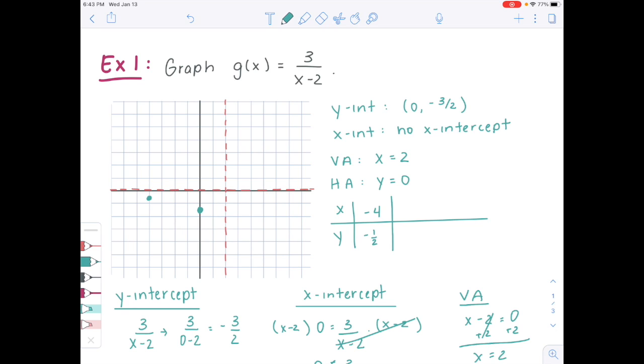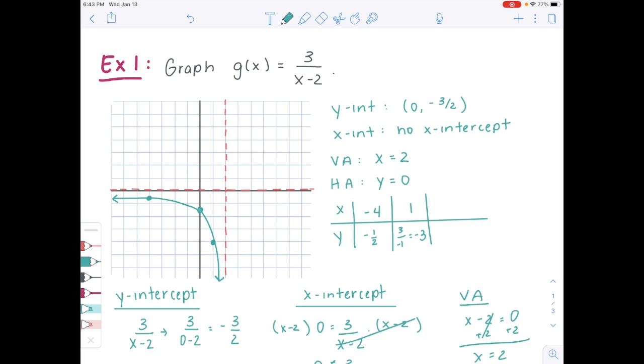Then I'm also going to plot the point 1, to see what it's doing on the other side. When I plug in 1, I get 3 over 1 minus 2, which is negative 1. So I get negative 3. That means I'm over 1, down 3. And that tells me that this part of my graph looks something like this.